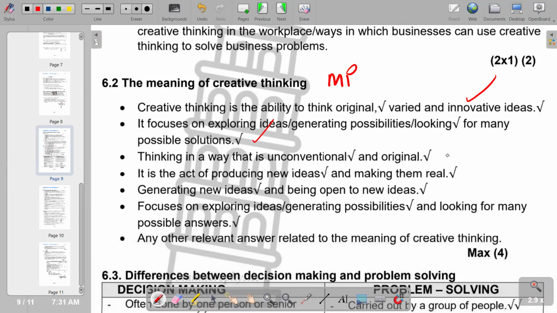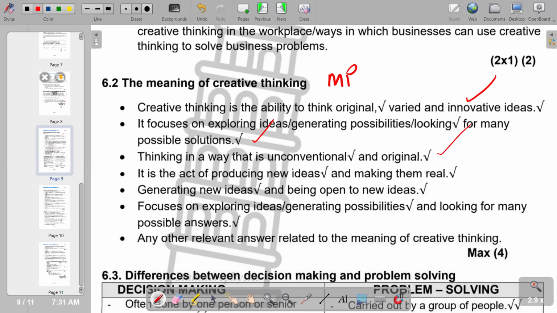So basically, we now have the first part defining what creative thinking is again. Remember, in the introduction we also defined creative thinking, but in terms of the requirements of the main part, we are also supposed to define creative thinking. So this is what we have on the meaning of creative thinking.